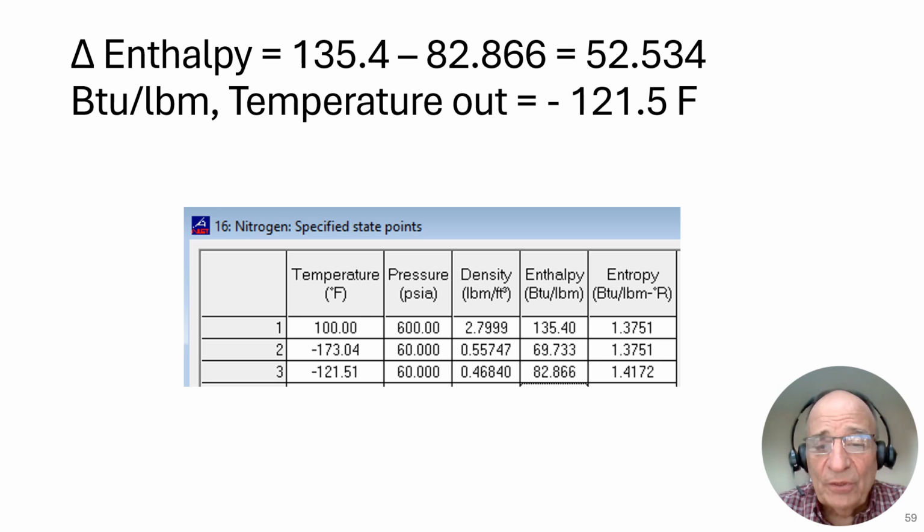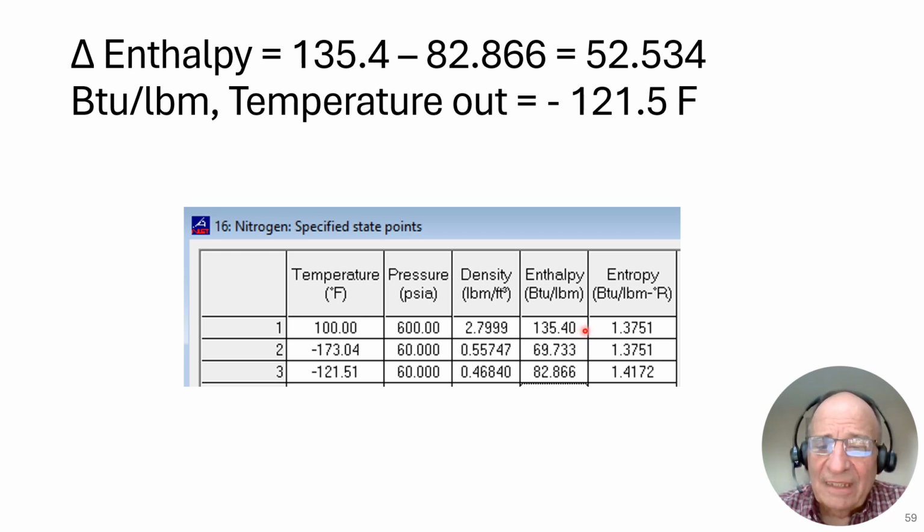So once we put in these two intensive properties, the rest of the row populates, and we see we have an adiabatic isentropic temperature of minus 173 degrees Fahrenheit. But we also know that this is not an adiabatic isentropic expander, but it's a real world expander.